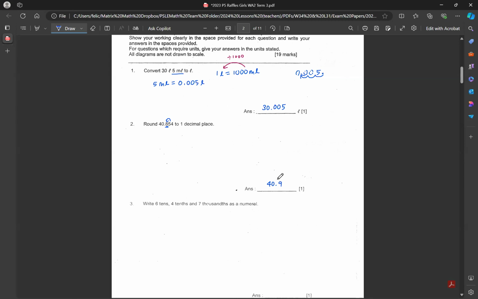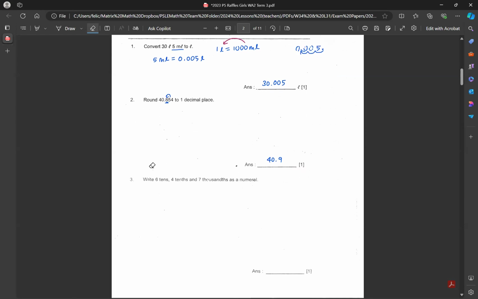Do not put 40.900. Although technically it makes sense, they will not accept that as the answer because your final answer must be only 1 decimal place. When they say round to 1 decimal place, the final answer is 1 decimal place. If they say round off to 3 decimal places, the final answer is 3 decimal places.